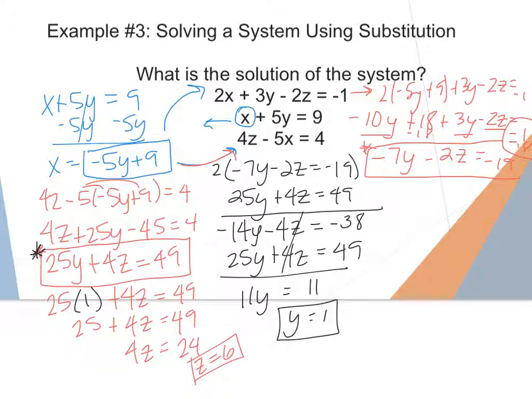All right, the last one. Now that I have y and z, I need to substitute that into the first equation because the first equation is the only equation that has all three variables.